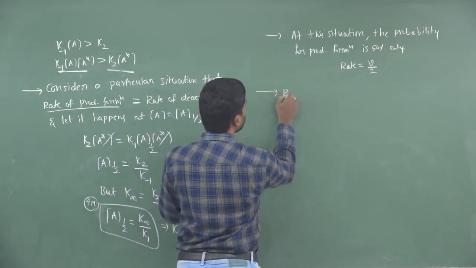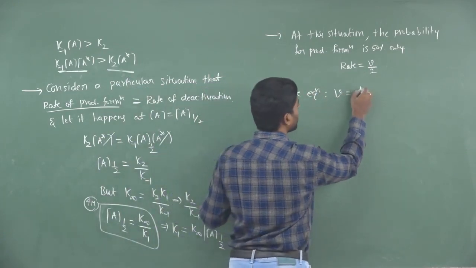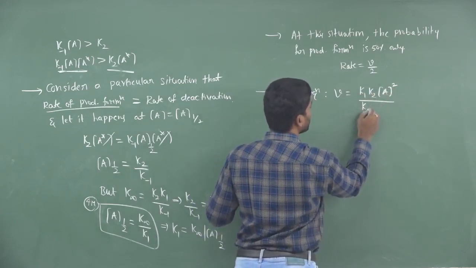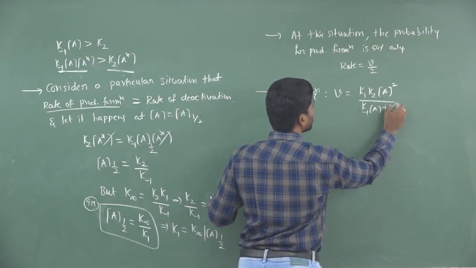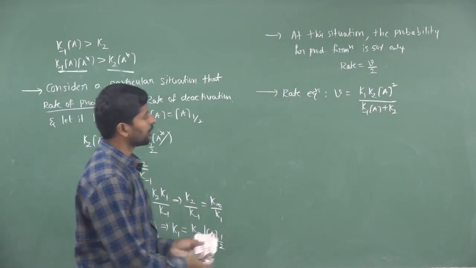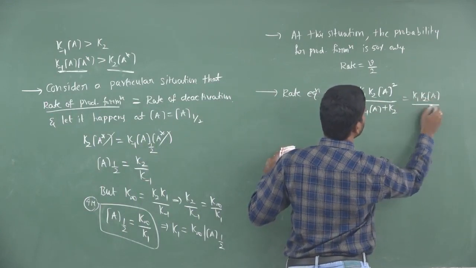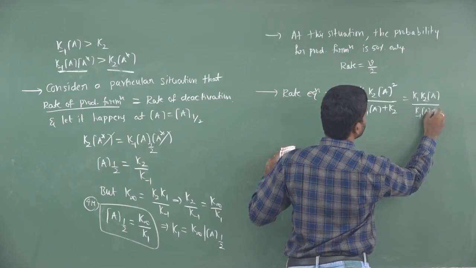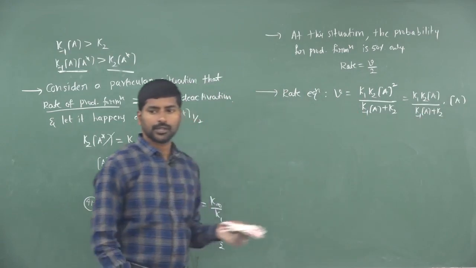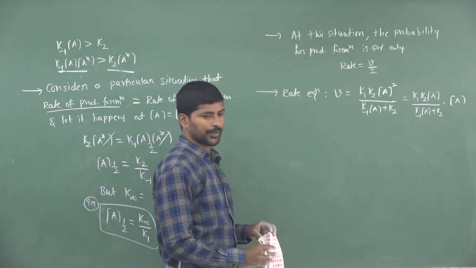Next we have the rate equation like this. The rate equation we got is V is equal to K1 K2 A square by K minus 1 into A plus K2. I am writing this like this only: K1 K2 concentration of A by K minus 1 into A plus K2, into concentration of A.